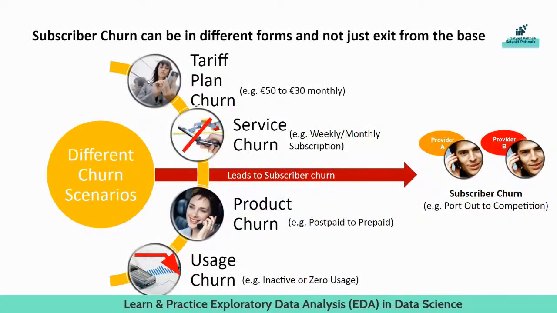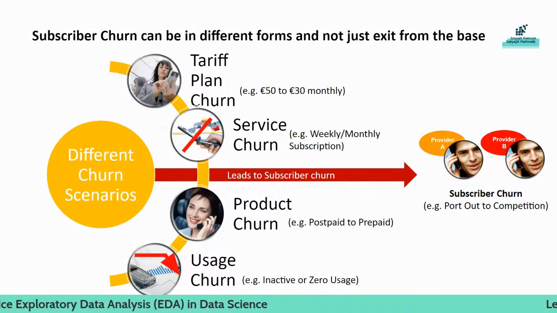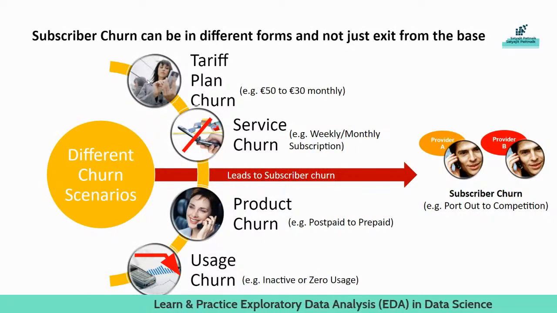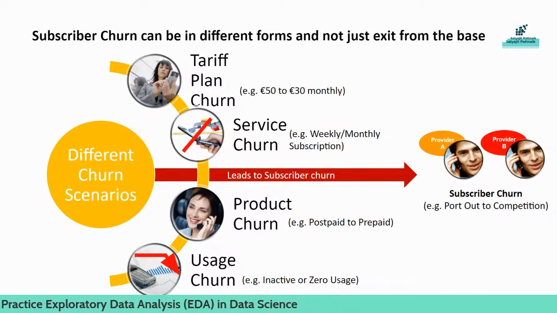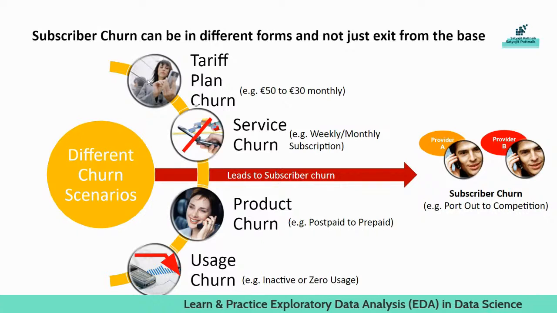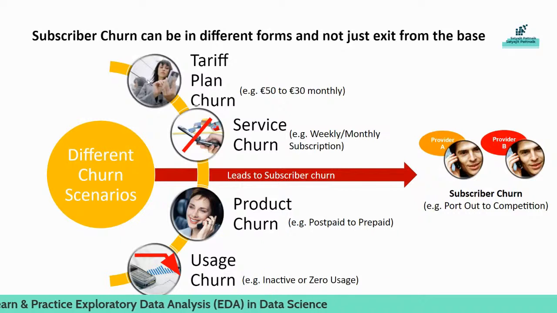Okay, subscriber churn can take different forms and not just exit from the base. What I told you about 10 minutes back was one naive example, people churning from Vodafone to Airtel, right? That's just one way of churning. There could be multiple churn scenarios as well. One of them could be a tariff plan churn. For example, you are moving from a 999 plan to a 599 plan.